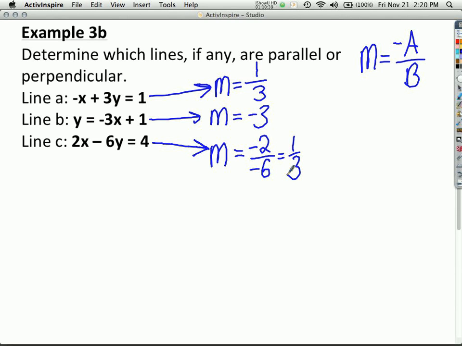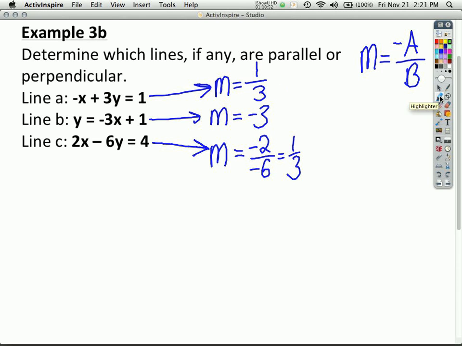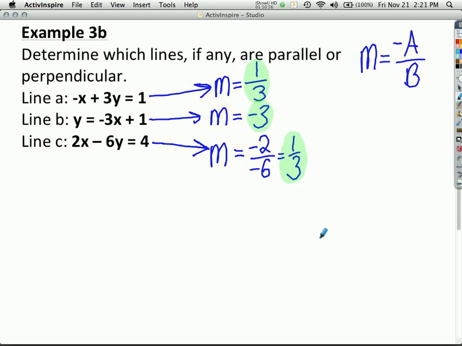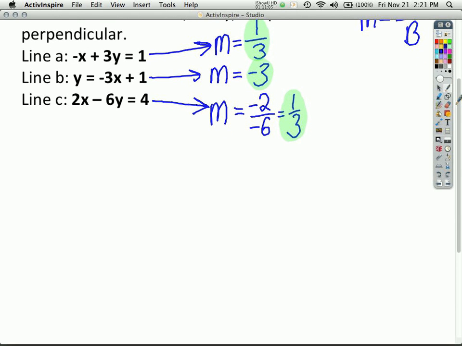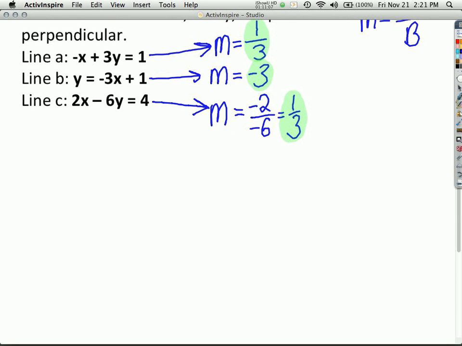Or use the method of converting the equation or transforming it into slope-intercept form. Either way, you'll get the slopes. So now we have the three slopes of the three lines: 1/3, -3, and 1/3. We are asked which lines are parallel or perpendicular. So now we need to make statements. I need some help. Can someone make one statement from our information?